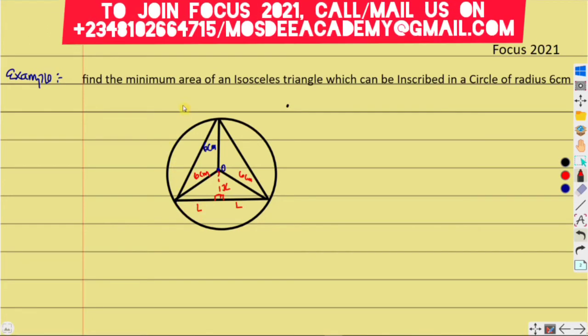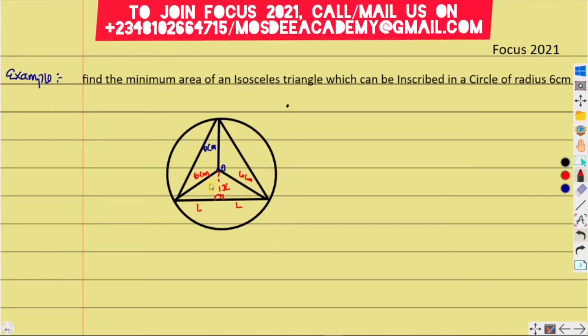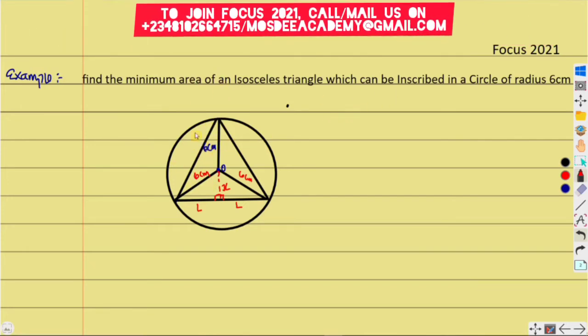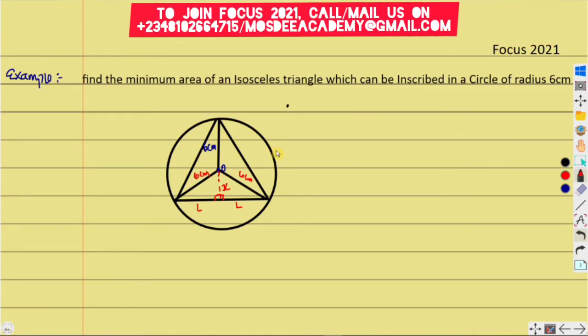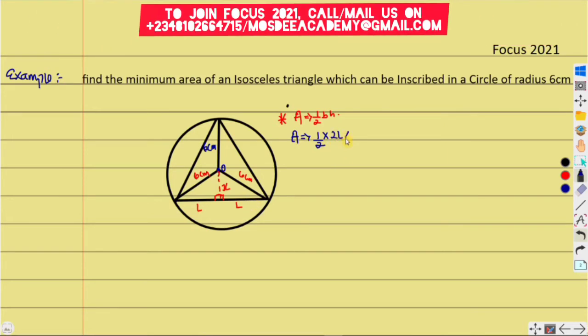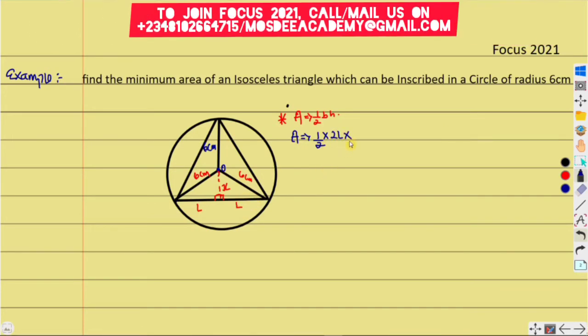So now the question asks me to find the area of an isosceles triangle which can be inscribed in a circle, which I've tried to draw out, though this is part of mathematics which I am not supposed to be doing. But all the same, from your knowledge of math, the area of a triangle is half base times height. I'm not having an angle, and I don't want to use any complex formula, so from here we can do direct substitution. Area will be equal to half, the base here is L plus L, that is 2L, times the height. I'm taking the height to be x.